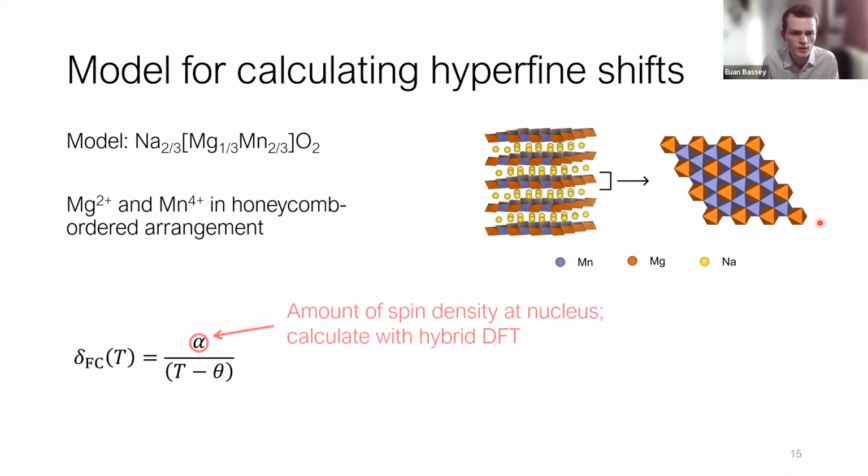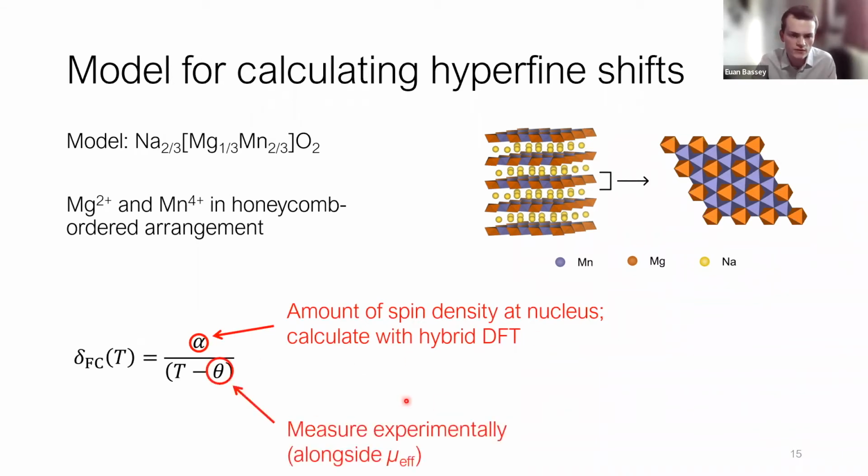So as I say, what we're trying to do is to calculate the amount of spin density at the nucleus. The other thing we'll obviously need is the experimental parameter, which, there we go, just measured it. The value that we ended up with is approximately -10 Kelvin, and the effective magnetic moment is 3.8 Bohr magnetons.